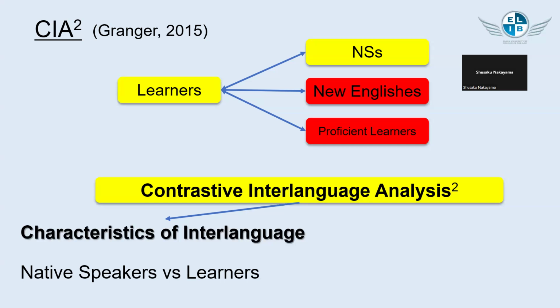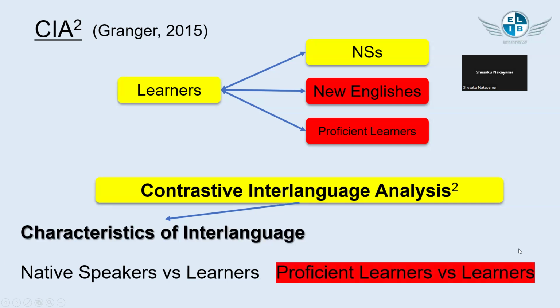Both of the two CIAs certainly include the risk of making us consider interlanguages degraded. But we may not have to ignore the informativeness of these approaches. Abolishing CIA simultaneously means that we give up the chance of obtaining insights into interlanguages and language education. So in this study, I adopted proficient learners besides native speakers as reference points.